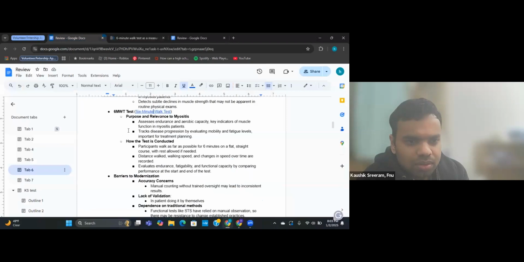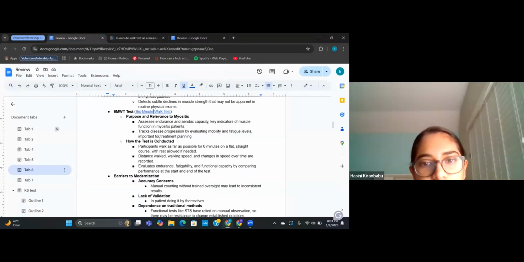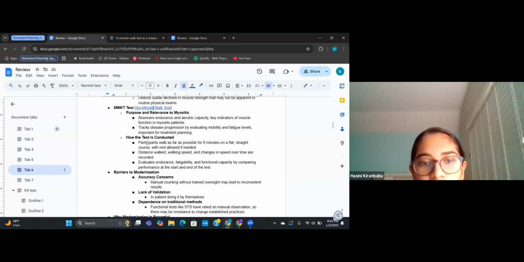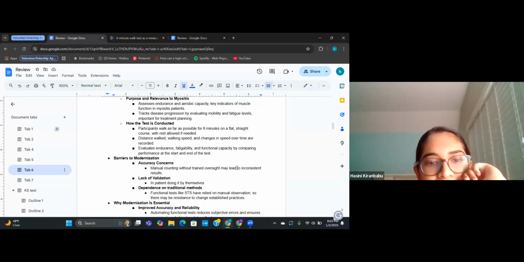So this is what I used, and I made adjustments on how the test is conducted. I kind of kept this the same because I didn't really see anything different. So the changes I made were: participants walk as far as possible for 6 minutes on a flat, straight course with rest allowed if needed. Walking speed and changes in speed over time are recorded. And this evaluates endurance, fatigability, and functional capacity by comparing performance at the start and end of the test.